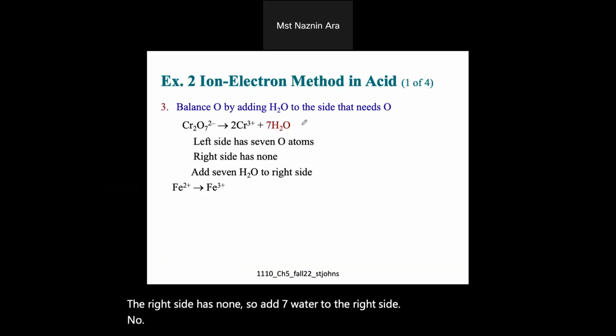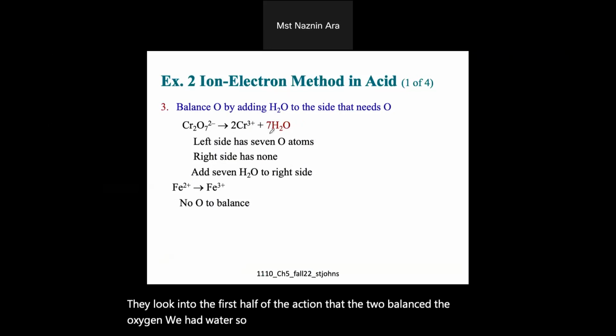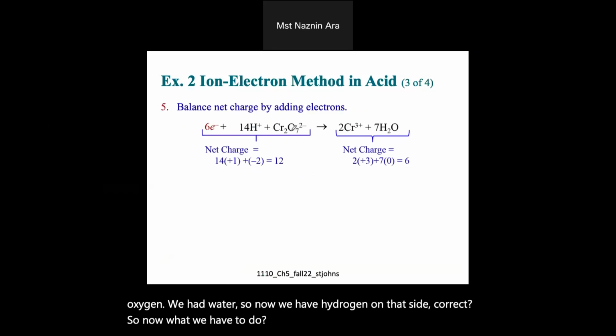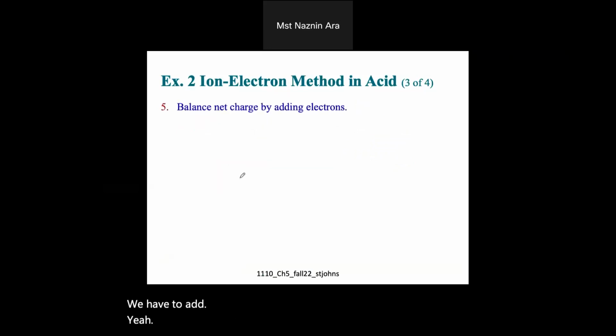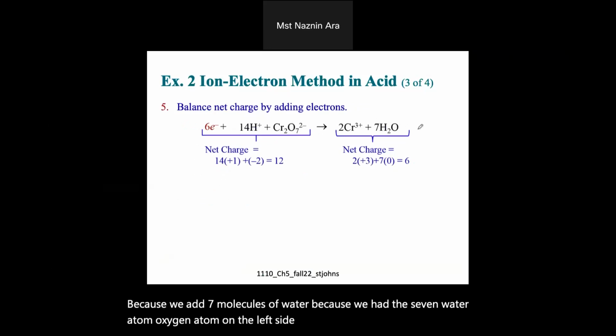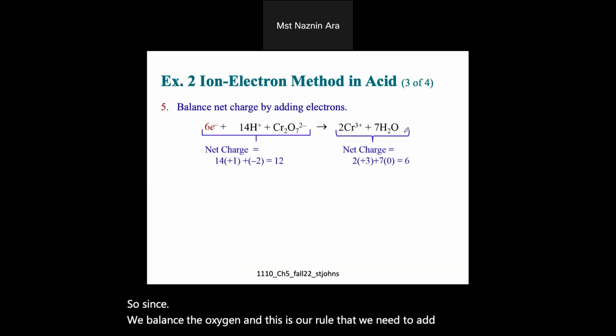Here in the second half reaction we don't have any oxygen on either side, so we don't need to balance it. Now look into the first half reaction: to balance the oxygen we added water, so now we have hydrogen on that side, correct? So now we have to add hydrogen ion to balance the 14 hydrogen, because we added 7 molecules of water for the 7 oxygen atoms on the left side. Since we balanced the oxygen, and this is our rule, we now have to also balance hydrogen.